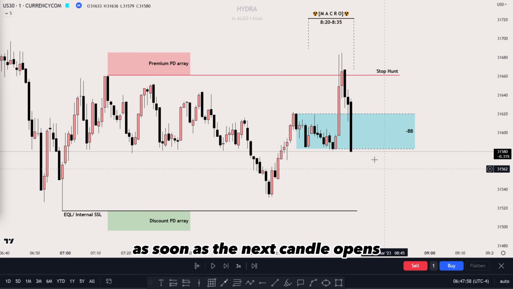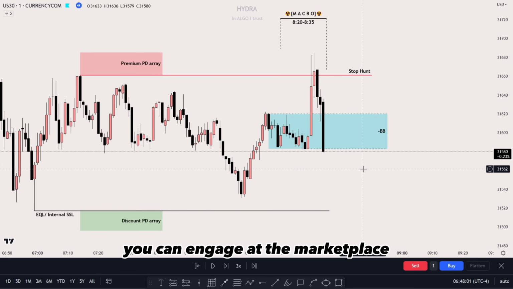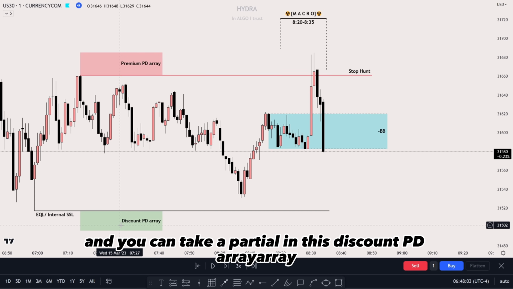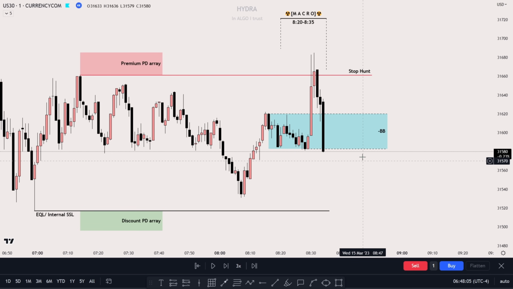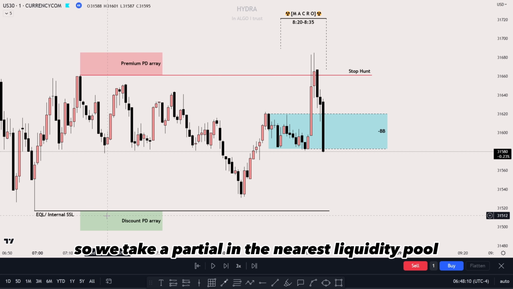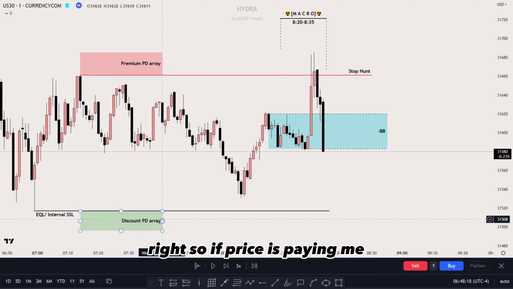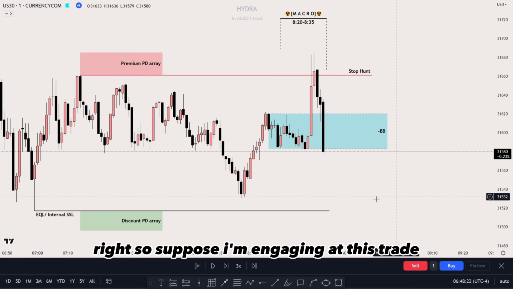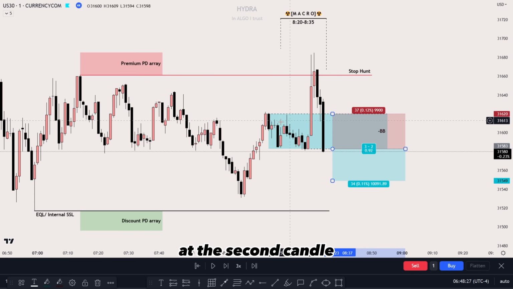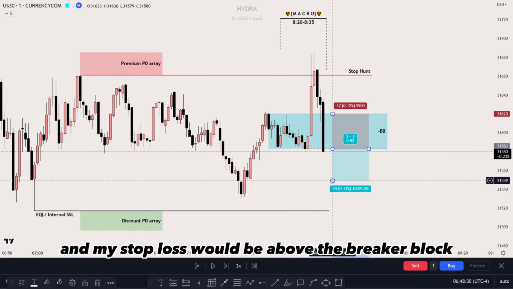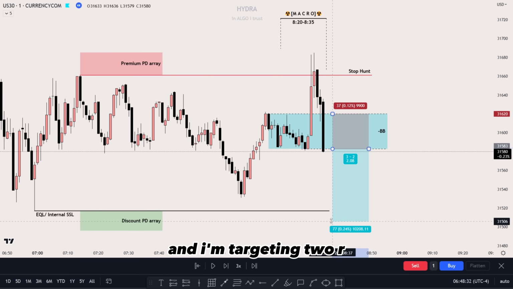As soon as the next candle opens, you can engage at the market and you can take a partial in this discount PD array, and you can target 2R. So we take a partial at the nearest liquidity pool because we have to keep in mind that price can reverse from any level, right? So if price is paying me, I should pay myself first, right? So suppose I'm engaging in this trade at the second candle, my stop loss would be above the breaker block and I'm targeting 2R.